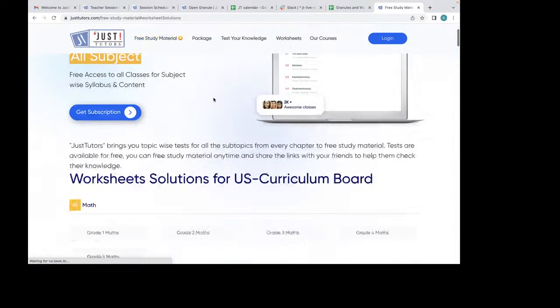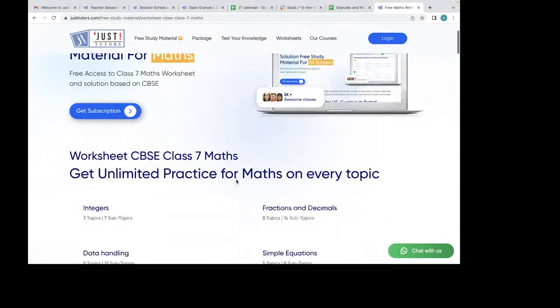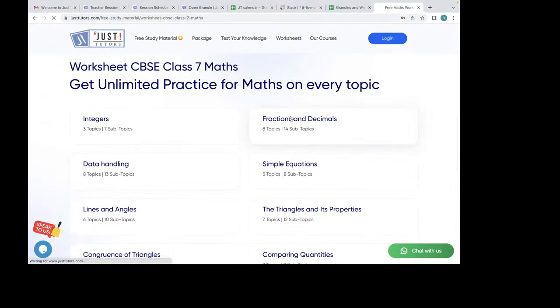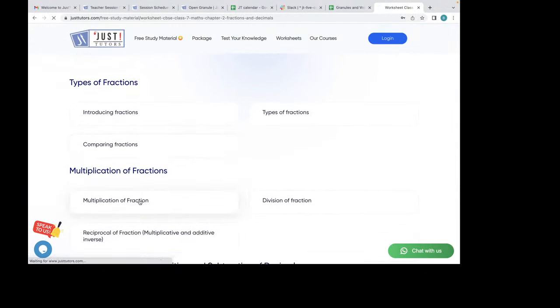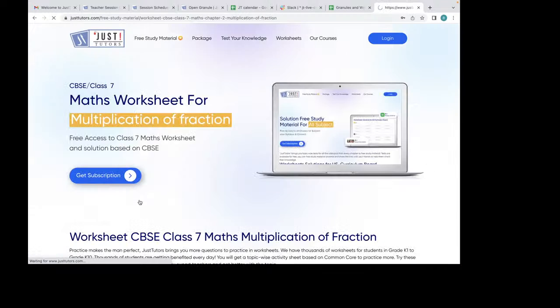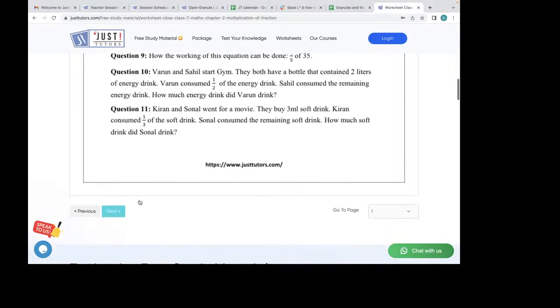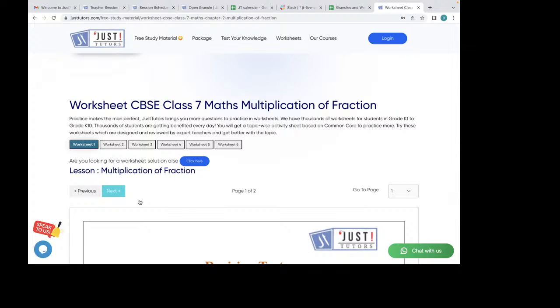Okay, let's say you have to go to the CBSE material class 7th जो हम पढ़ रहे हैं अभी. Let's say we have to go to this and हम क्या पढ़ रहे हैं अभी? हम पढ़ रहे हैं fractions and decimals. So हम वही देखेंगे अपना टॉपिक, और अभी हम पढ़ रहे हैं multiplication of fraction. Okay, we have the worksheet here.